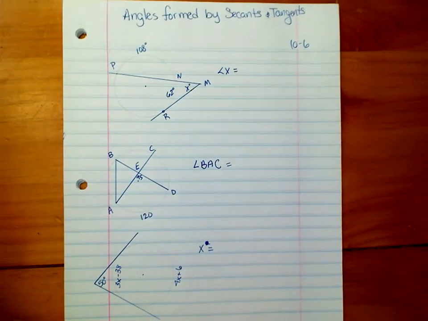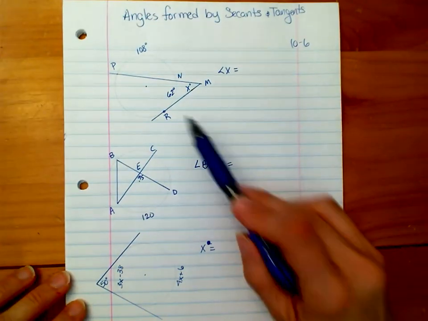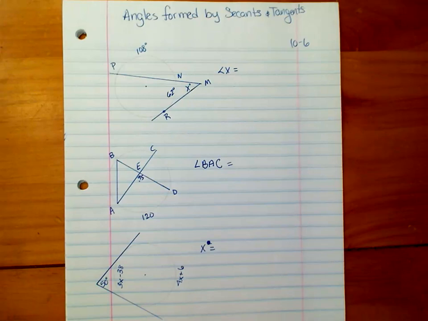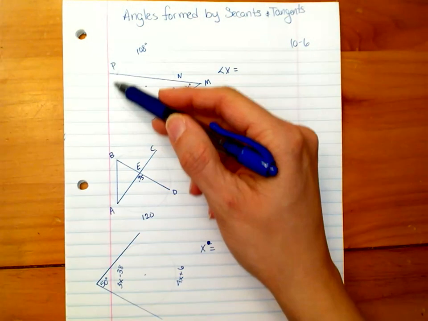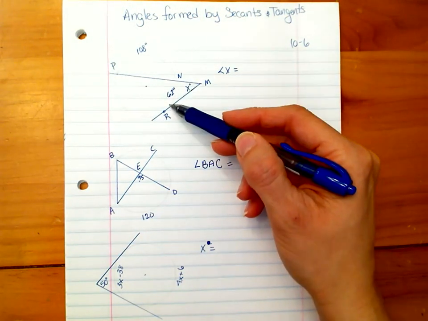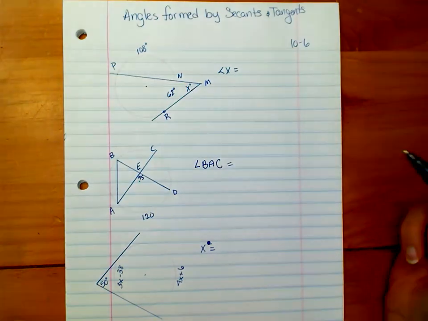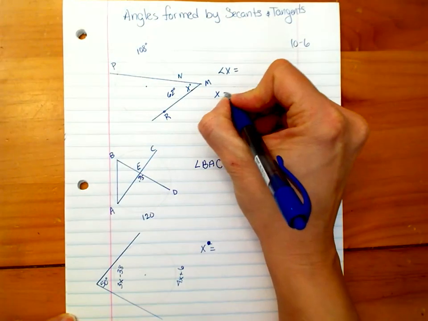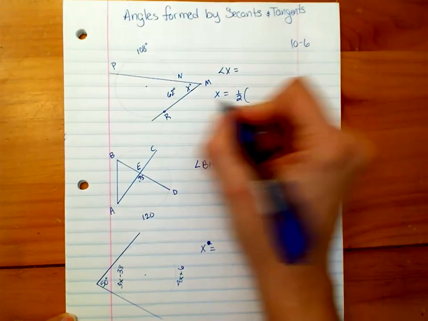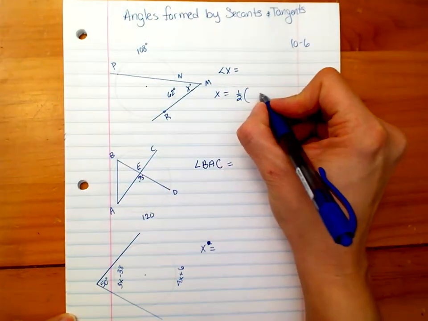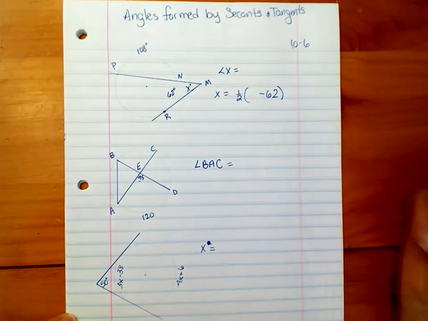So moving on to these examples. This is a tangent and a secant. The rule says that you subtract this arc and this arc, take half of it, and that will equal our angle. So x is going to equal 1/2 times this arc, which we don't know yet, minus 62. Well, how are we going to find that arc?